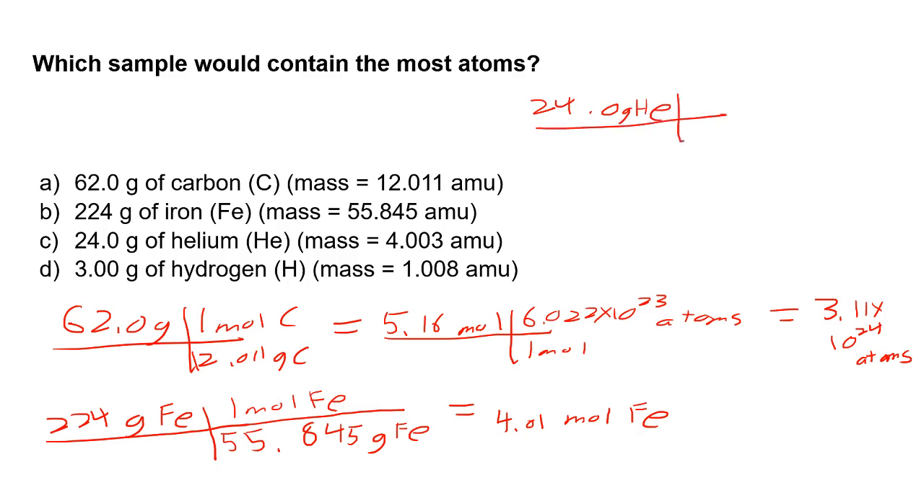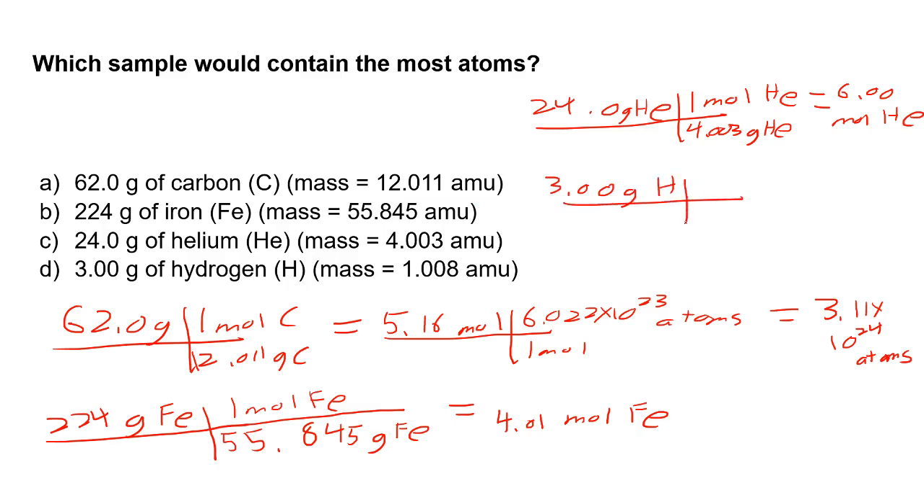And we know that for every 4.003 grams of helium, there'll be 1 mole of helium. When I do this, I'm going to get that there are 6.00 moles of helium. And then finally, that's our most now, because 6 moles is more than 5.16. So we can check our 3 grams of hydrogen.